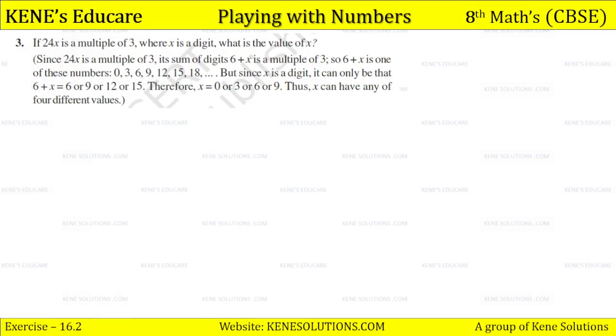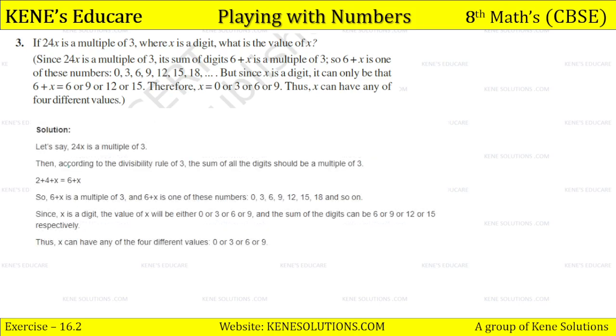Then students, if 24x is a multiple of 3 where x is a digit, what is the value of x? Since 24x is a multiple of 3, its sum of the digits 6 plus x is a multiple of 3. So 6 plus x is one of these numbers, 0, 3, 6, 9, 12, 15 and 18 and so on. But since x is a digit, it can only be that 6 plus x is equal to 6 or 9 or 12 or 15. Therefore x is equal to 0 or 3 or 6 or 9. Thus x can have any of the four different values.